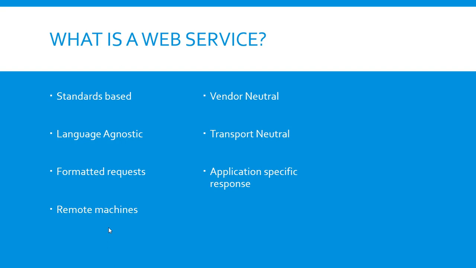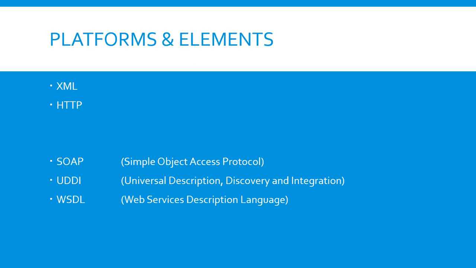Now, what is a web service exactly? A web service is a standards-based, language-agnostic software entity that accepts specially formatted requests from other software entities on remote machines via vendor and transport-neutral communication protocols, producing application-specific responses. So let's take a look at some platforms and elements.